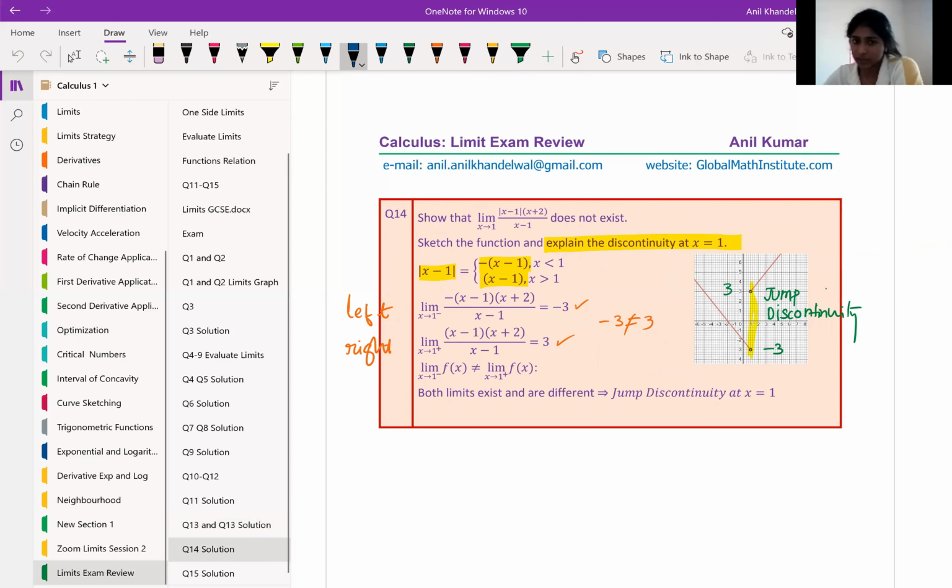So with question 14, we see an absolute value of x minus 1. So I just did the piecewise function, and I found, so you do minus x minus 1 where x is less than 1, and then you do x minus 1 where x is greater than or equal to 1. So left side, right side.